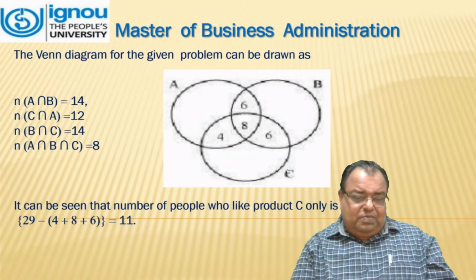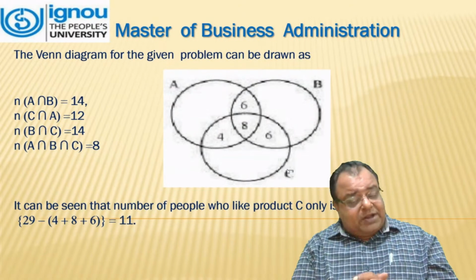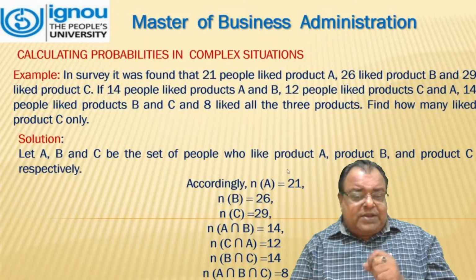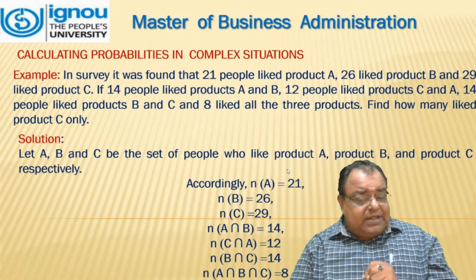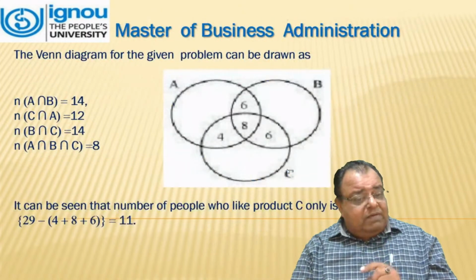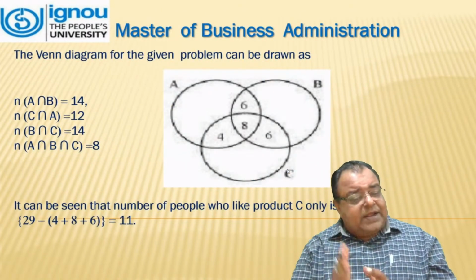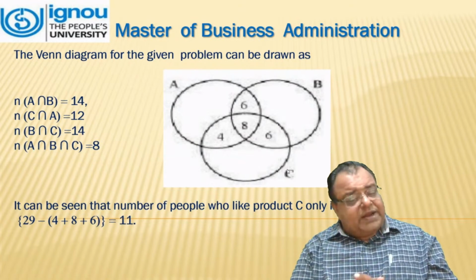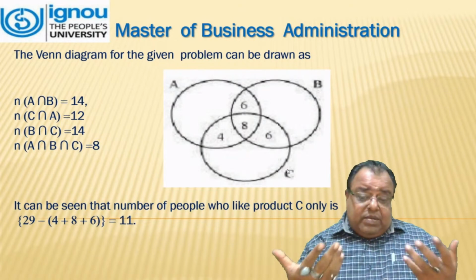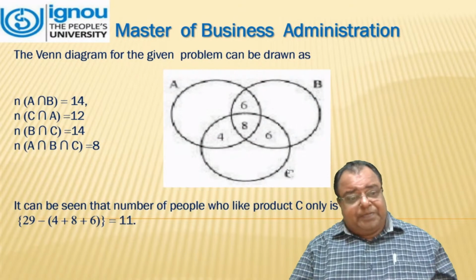Now, how to calculate how many people like product C only? Product C, here we can see that it is 29. So from this 29, we will be subtracting 4, 8, and 6. We get 11. That means there are 11 people who like product C only.